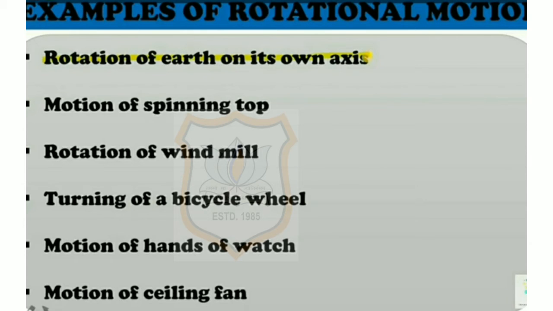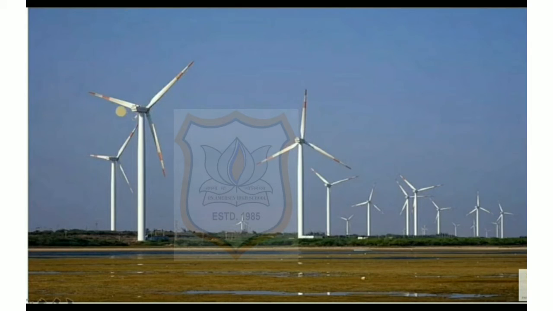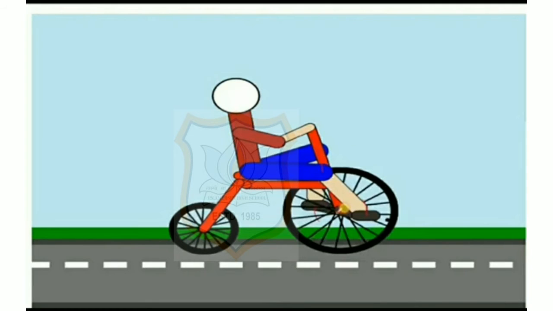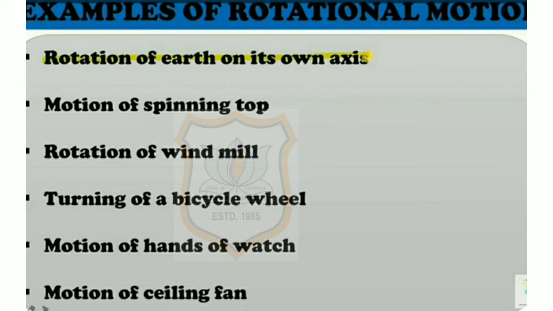Rotation of windmill. You would have seen a windmill also, how it rotates. So it is also a rotational motion. Turning of bicycle wheel. You can see in the slide a cycle is moving, but its axes are fixed without changing its position. Motion of hands of watch. Motion of ceiling fan.